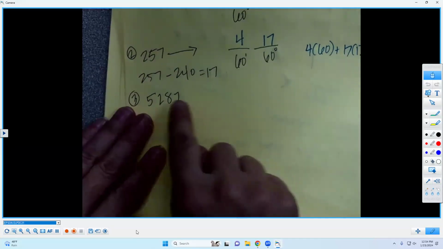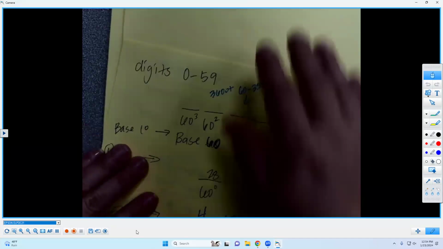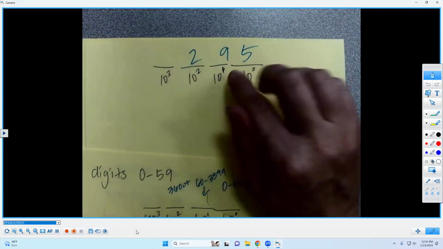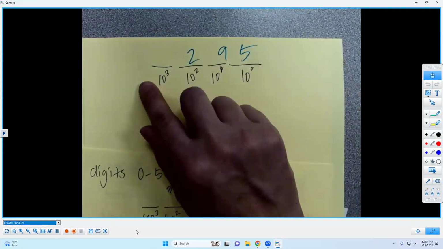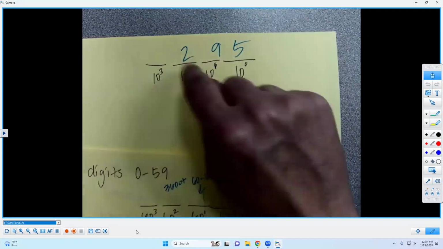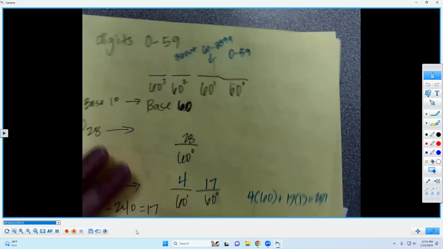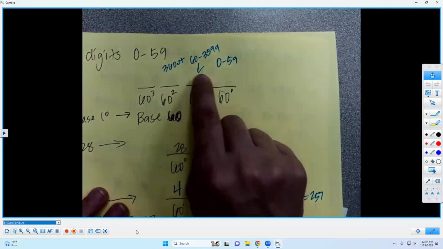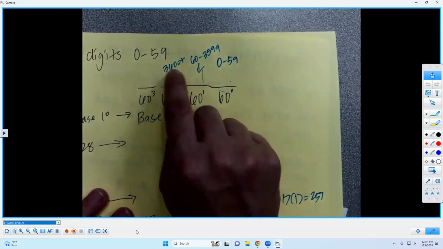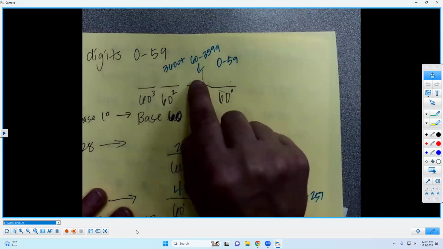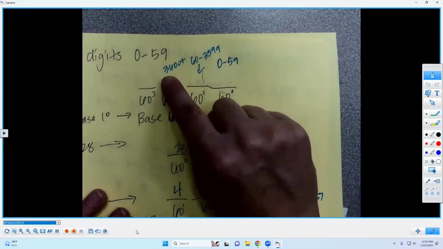Oh, real fast before we do this. In our place value system, since it's base 10, I'm only allowed to put the digits 0 through 9 in each place value, right? I couldn't put like 11 in the hundreds place because that would be 1,000 and 100, right? It's the same idea here. I can put the numbers 0 through 59 in each of these places. If it's more than 59, you have to bump up to the next one.